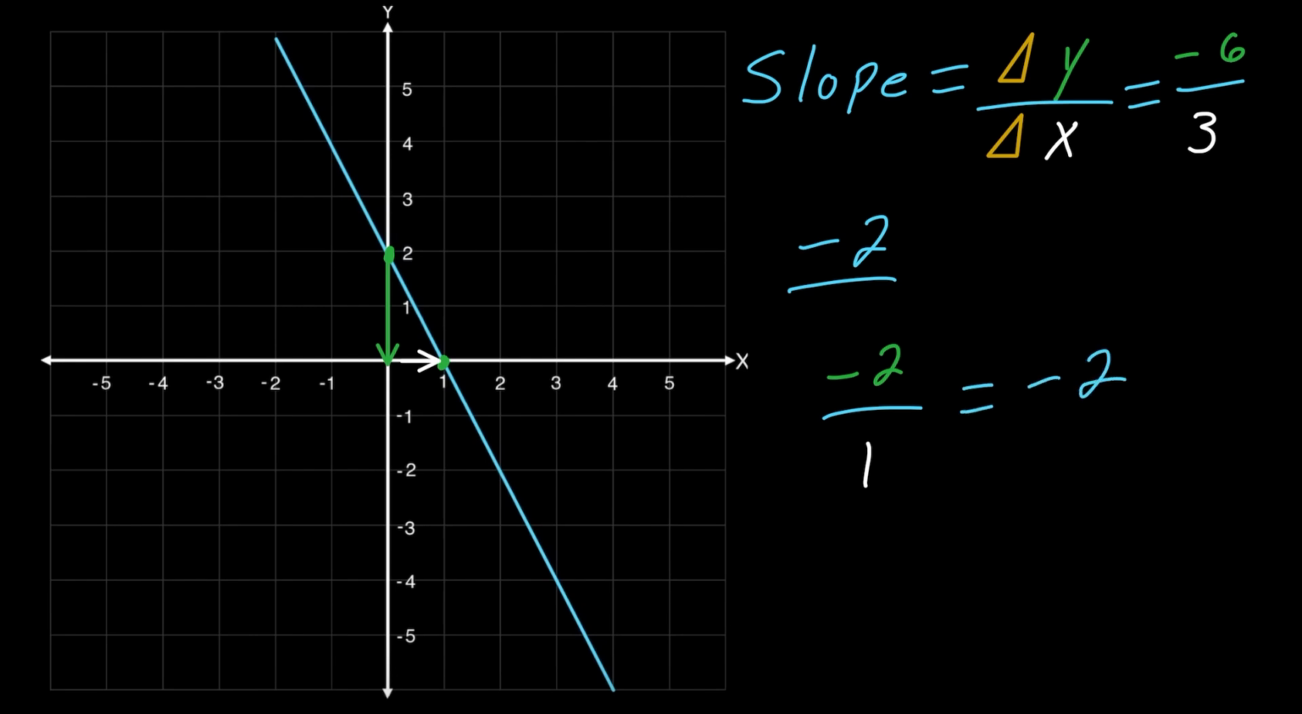All right, so that is how you find the slope of a line. You pick 2 points, and then you use this definition, the change in y over the change in x, and then you solve for those points.